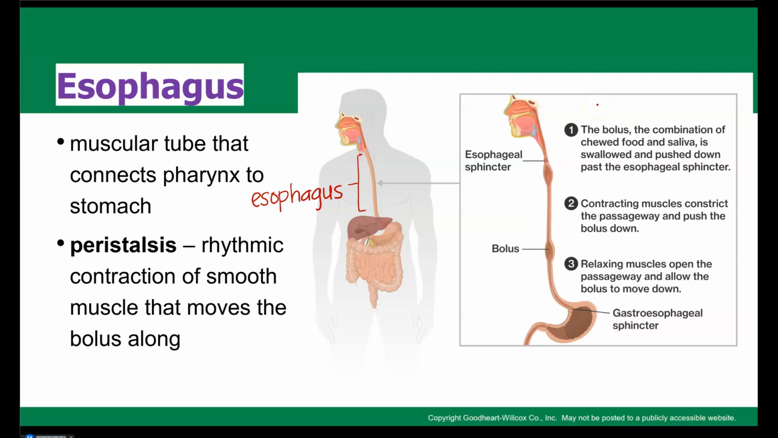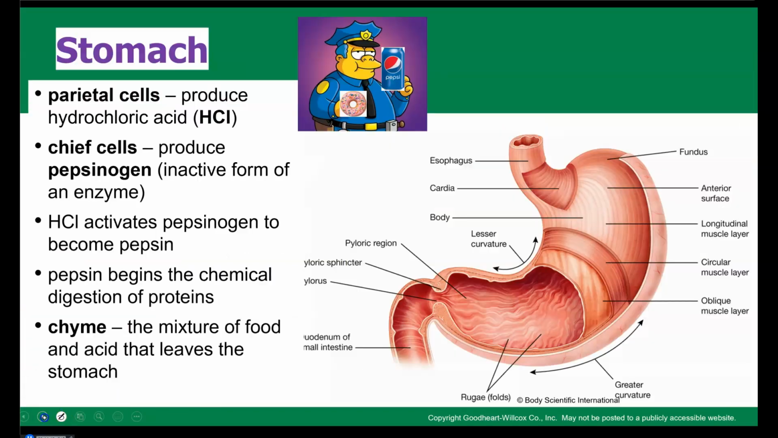So basically what happens is there's a tightening, there's a squeezing, and then there's a relaxing. And then the next section is going to squeeze, and the next section is going to relax. And that same pattern of squeezing and relaxing is going to move that bolus of food down along the esophagus. And so that rhythmic pattern of squeezing and relaxing is called peristalsis. Okay, so peristalsis is that rhythmic contraction and relaxation of smooth muscle that moves the bolus along the esophagus down into the stomach. So the esophagus is your food tube.